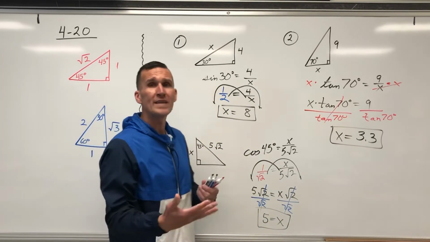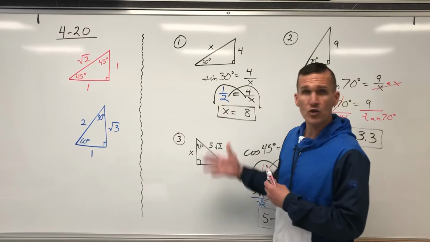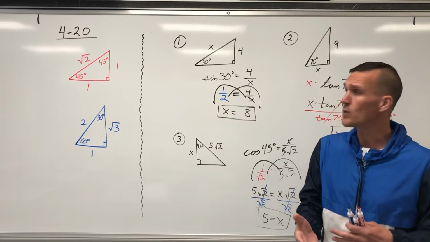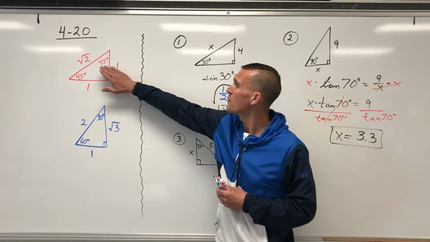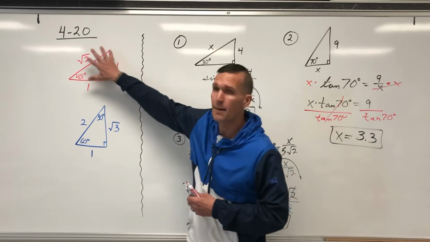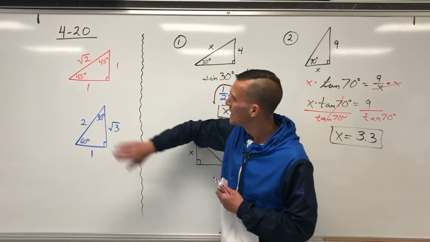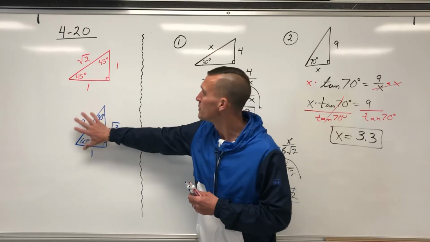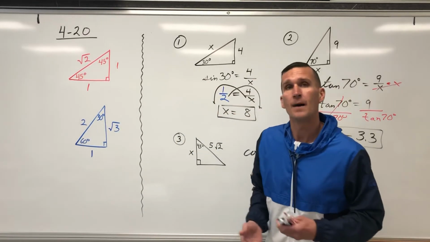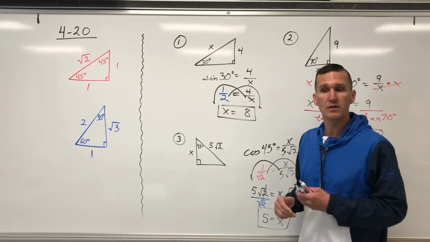All right, so all we did today was right triangle trig, just like we did last week, except now, if you ever see a 45-degree angle, you must use these numbers to plug in for your trig function. And if you ever see a 30 or 60, you must use these numbers correctly to plug in a fraction for your trig function.